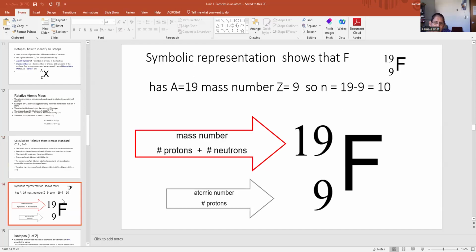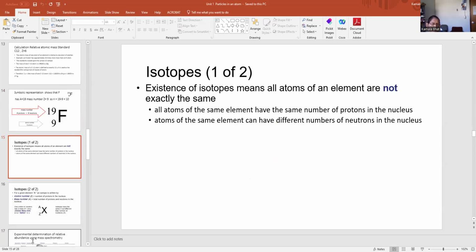Now we show a representation for the element fluorine, which has mass number 19, representing the number of protons and neutrons, and the atomic number below is 9. So the existence of isotopes means that all atoms of an element are not exactly the same. All atoms of the same element have the same number of protons in the nucleus, but atoms of the same element can have different numbers of neutrons in the nucleus.